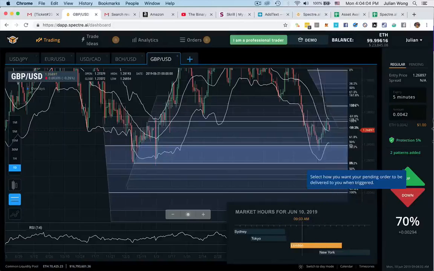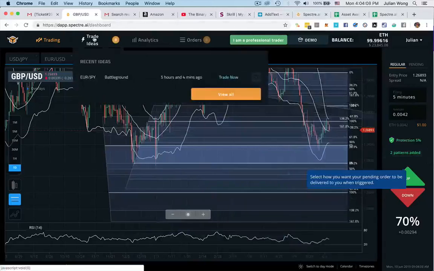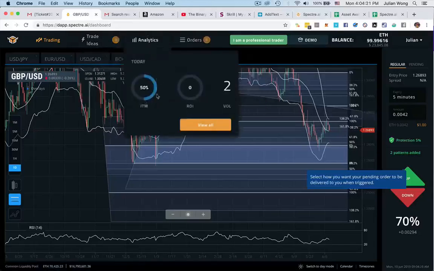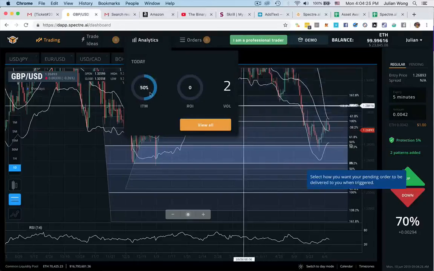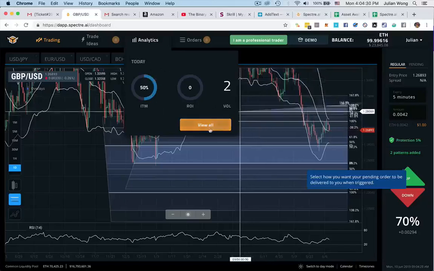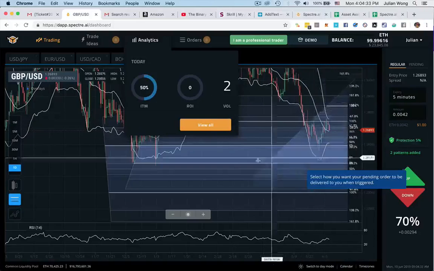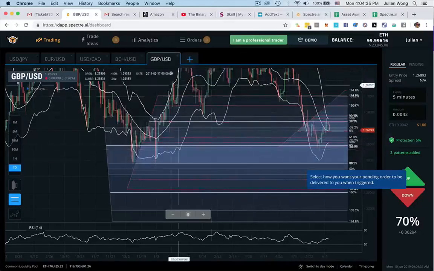So that's basically just about all the main features that you should know. There are apparently also something called the trade ideas, but I haven't actually seen anything here yet. That's this one again, and analytics is going to basically show you your overall trades, how many in the money and how many not in the money. It's just analytics on your trades, and you can view all. But right now, that's just the trade that I did earlier and one trade I did before just to try out. And basically that's it.